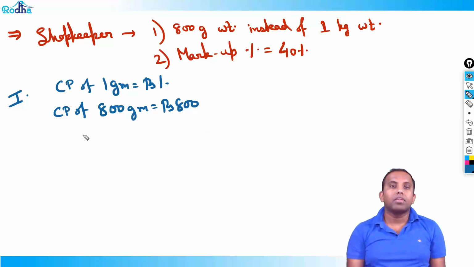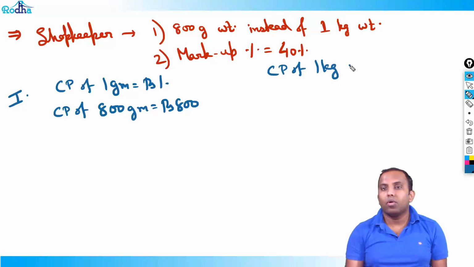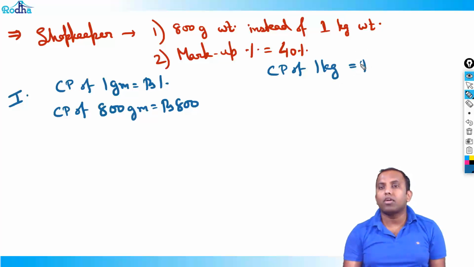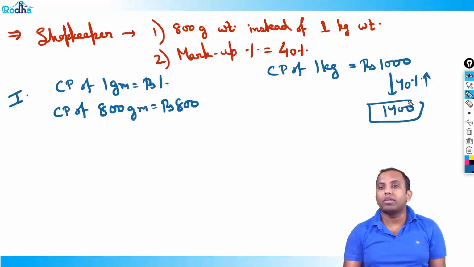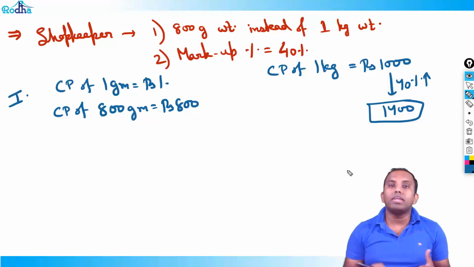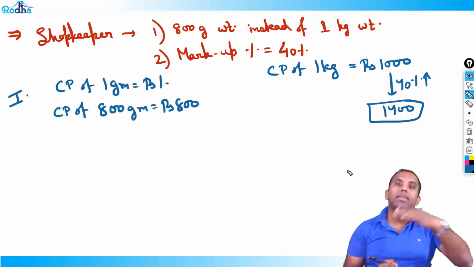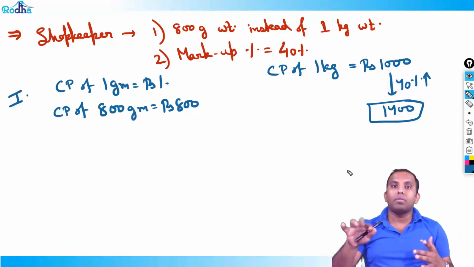800 gram, right? Now, markup is 40%. That means for 1 kg, the CP of 1 kg, let's say 1 kg rice, was 1000 rupees, and he further marked it up by 40%. That means he's now selling 1 kg at 1400. But that too is not 1 kg at 1400. He's selling only 800 gram to us. So he's double cheating us, right?